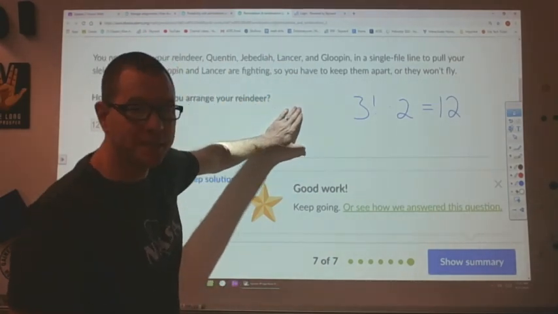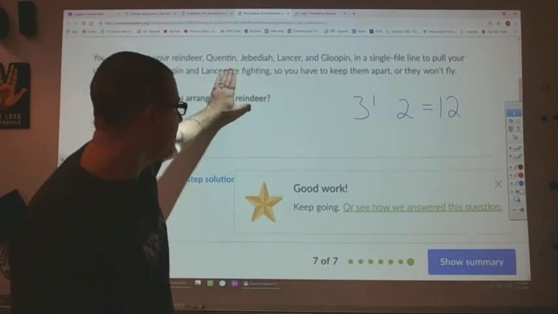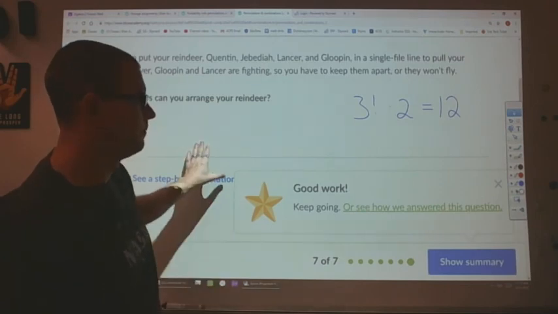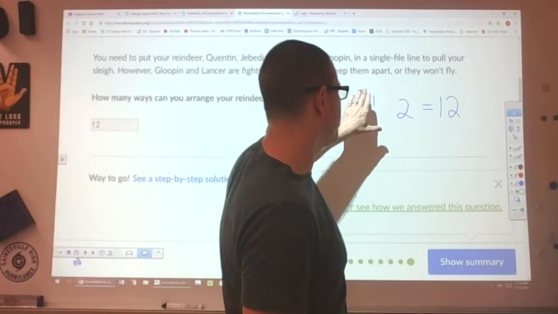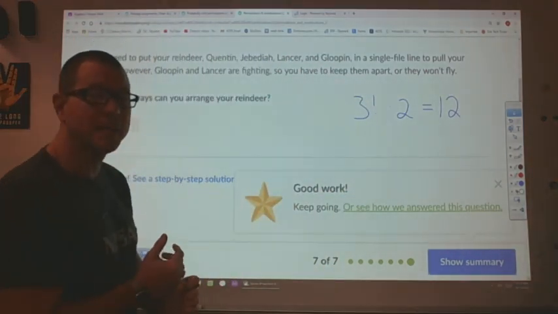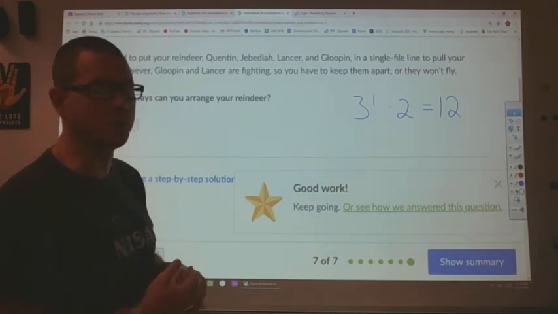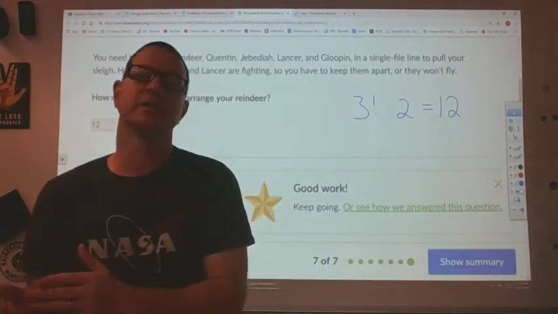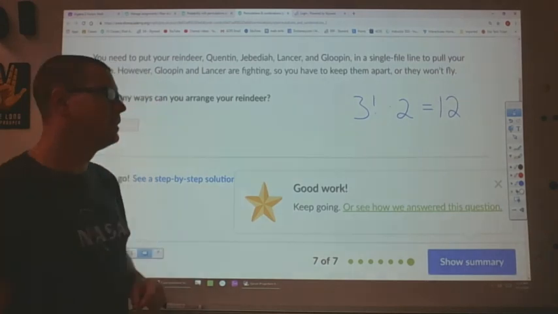Permutations are when order is important. This is a permutation. Combinations are when order is not important, which we didn't really see any of those in this, but thinking through, a factorial tells me how many ways I can arrange a number of objects. So 3 factorial tells me how many different orderings of 3 objects that I can do. So that's what we're using primarily in here.